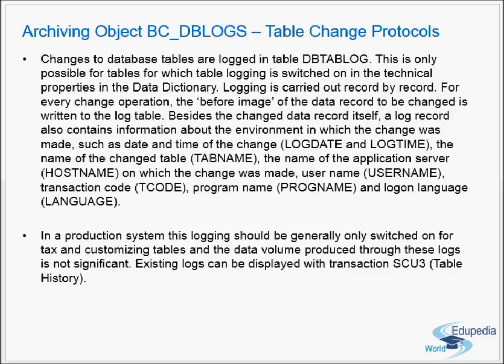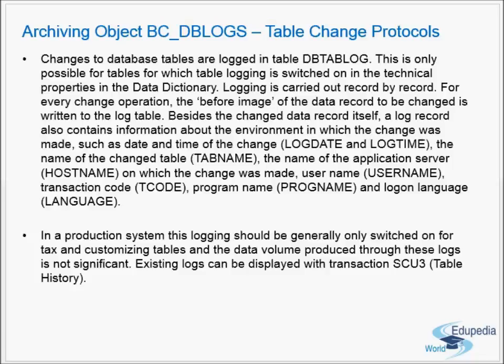The next one is the DB tab log table. The changes made to the tables are recorded in this table, and the archiving object is BC_DB logs. You can just have a look at this table in SE16. It will give you very good information about the changes which are made to any table which is flagged for logging.